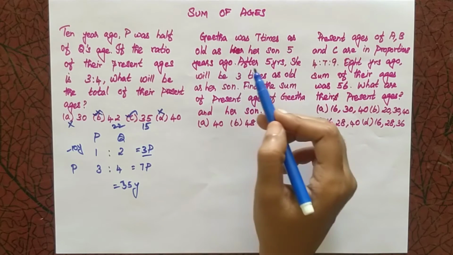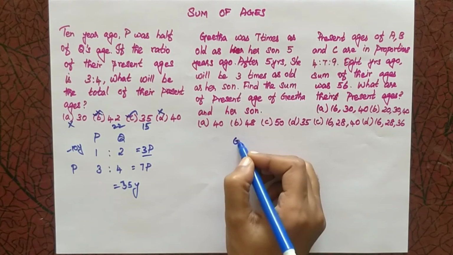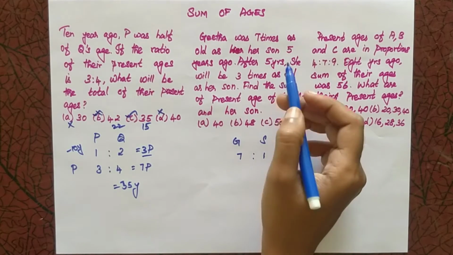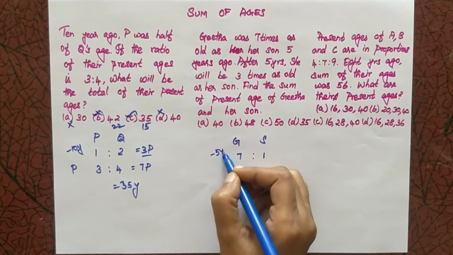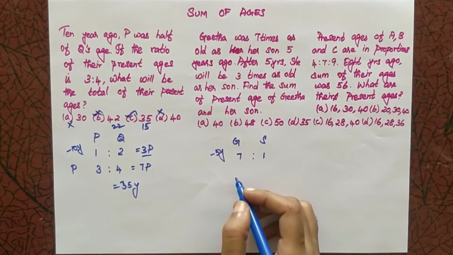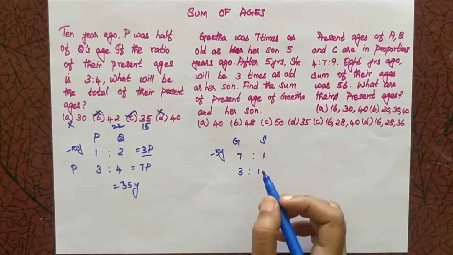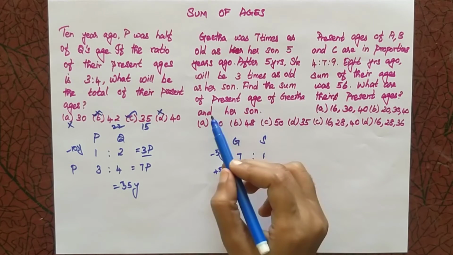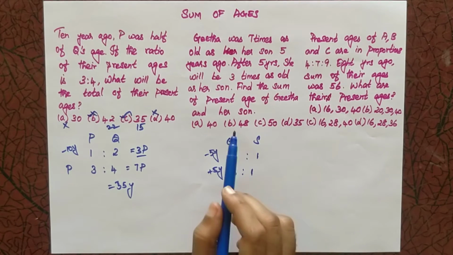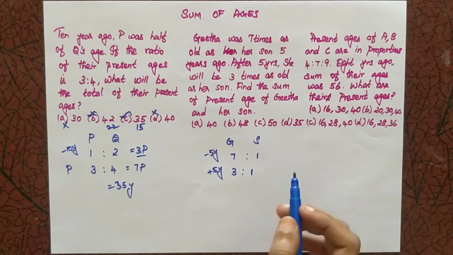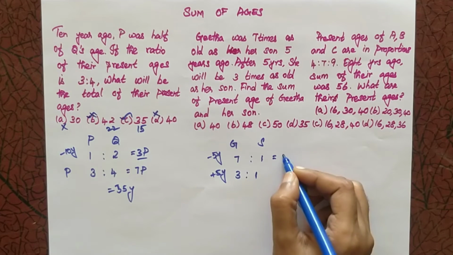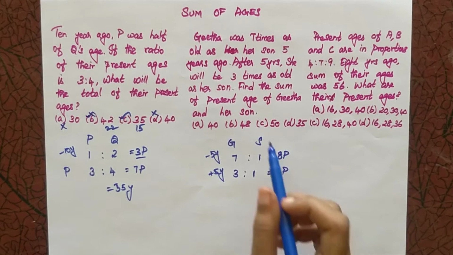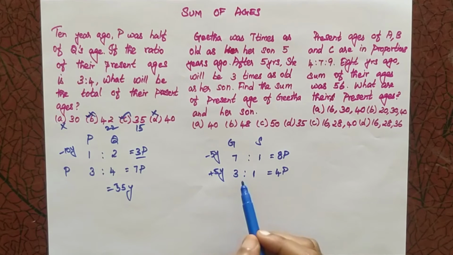Geeta was 7 times as old as her son. So Geeta and her son, 7 times as old as her son. That is 5 years ago. She will be 3 times as old as her son after 5 years. So plus 5 years. Find the sum of their present ages. So we have to find the present age of Geeta and her son. So before 5 years, the sum is 8 parts. After 5 years, it is 4 parts. So for finding the sum of present age, we have to consider any of these two ratios.